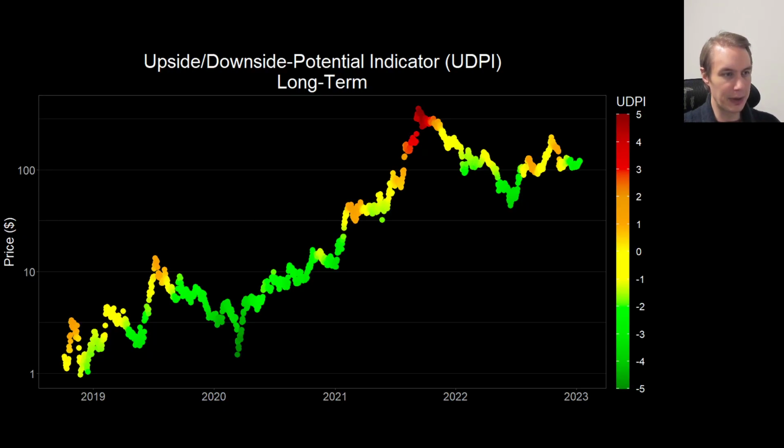But let's look at what some of our indicators that we have here on the channel think about Quant's price action, because they're going to give us different information about where things stand. So this is the upside downside potential indicator, or UDPI. It's our risk model here at the channel. Lower values mean lower risk, higher values mean high risk. So basically, as you can see, generally speaking, it's been advantageous to be buying QNT down in the green zones, and then advantageous to be selling in the red zones. And so this is the long-term version, which tracks moves that play out over months or multiple months.